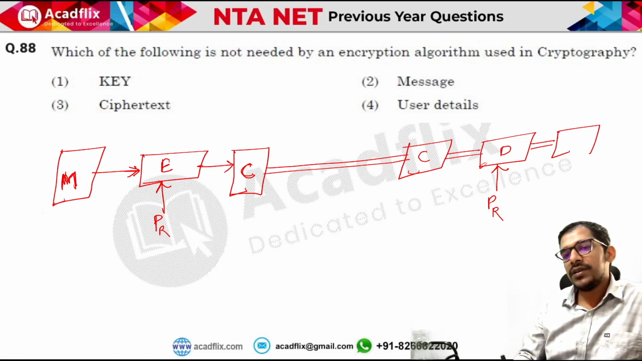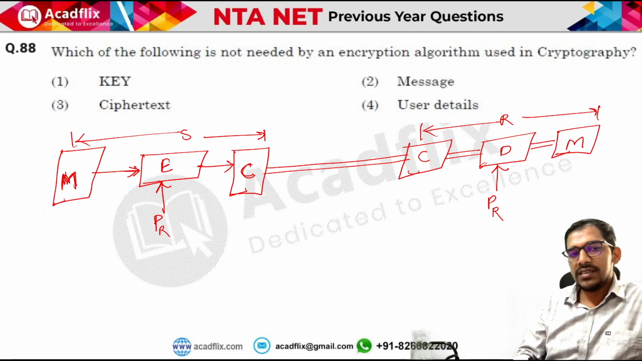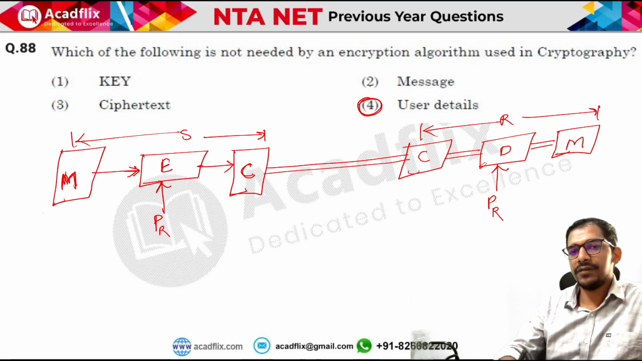Then the receiver will get the message. So this is the receiver side and this is the sender side. On the sender side we do the encryption, on the receiver side we do the decryption. So the key is required, the message is also required, cipher text is there, but user details are not required in cryptography.